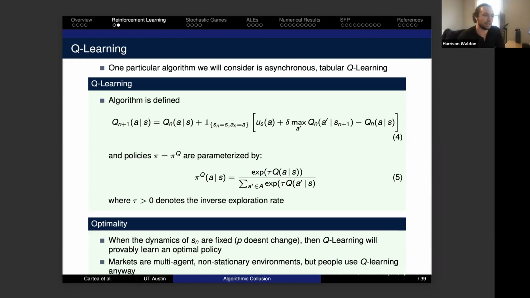So a lot of the academic work using RL and finance uses Q-learning. So the question becomes, how does Q-learning behave in multi-agent settings? And more specifically, how does Q-learning behave when it interacts with other Q-learners?